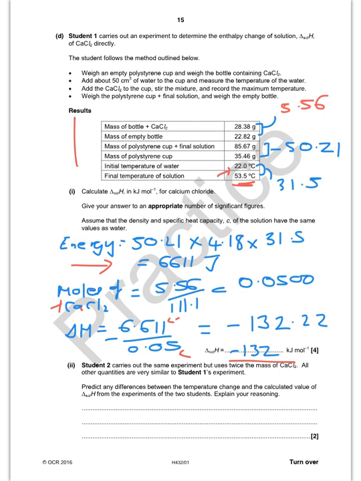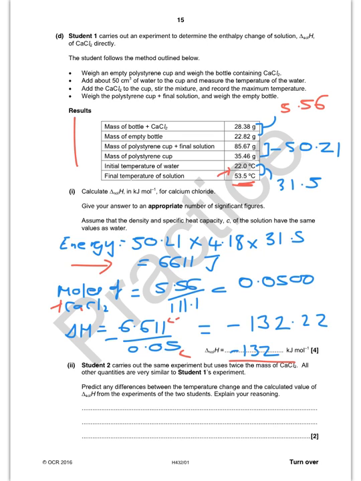Okay, so D part 2 is quite interesting. Student 2 carries out the same experiment but uses twice the mass of calcium chloride. Predict any differences between the temperature change and the calculated value of delta H solution.